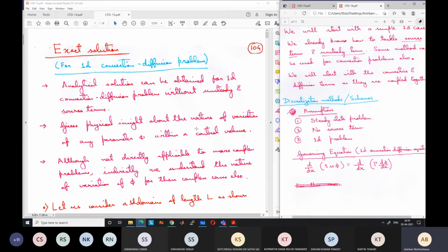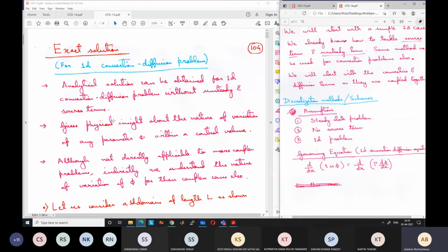Okay. So an analytical solution can be obtained for the 1D convection-diffusion problem without unsteady and source terms. Although this cannot be derived for 2D or 3D or complex geometries, where complicated source terms are there, it gives us sufficient insight into the nature of variation of the parameter phi so that we can use the same assumptions even for 2D and 3D cases. Similar profile assumptions based on the insight that we will derive from this 1D analytical solution. So that's why this 1D analytical solution is very important.